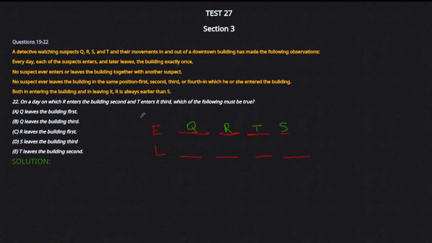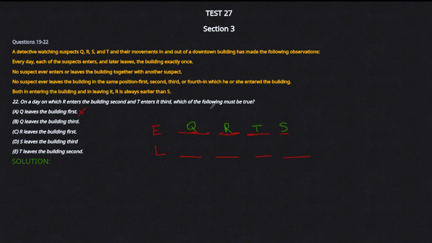So Q cannot be the first one to leave because it has already entered the building at number 1, so it cannot be the first to leave the building as well. So this is a cross out. Q leaves the building third.